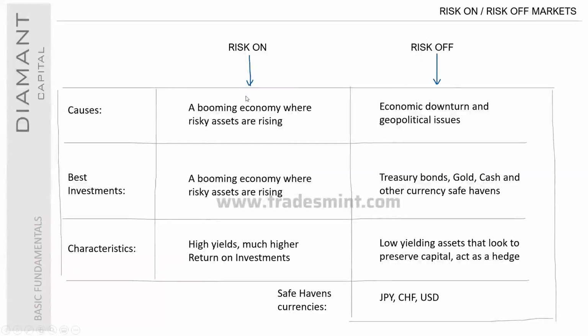So when you're risk on, what does that mean? A booming economy where risky assets are rising. The best investments at the time could be the stocks, could be the cryptos. What other type of assets have we got? Something that's a lot more risky, so it wouldn't be bonds essentially. Some types of currencies as well, people would hold on to them, especially when their markets are moving well.